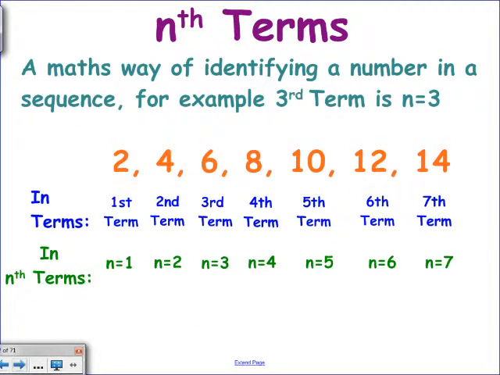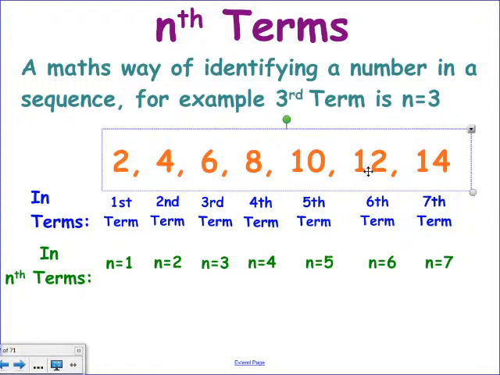Okay? So if we look at our basic sequence, 2, 4, 6, 8, 10, 12, we know this is the first term, second term, third term, fourth term, and so on. All n does, instead of using windy language and saying the first term is this, we just say n is 1, n is 2. So n relates to the positional term. Okay? So if I say n is 6, you go to 6 and you can see the value of 12 is at the 6th position.